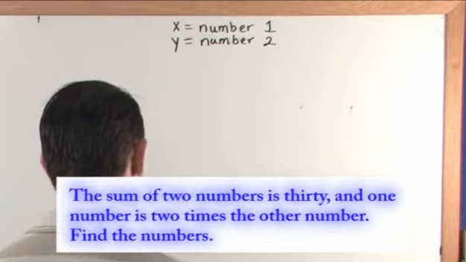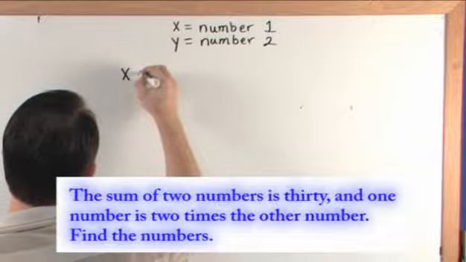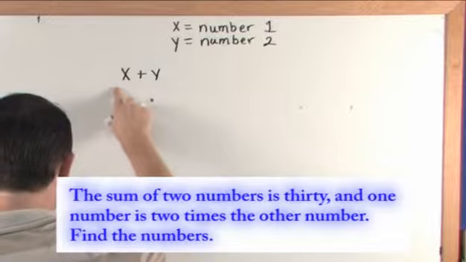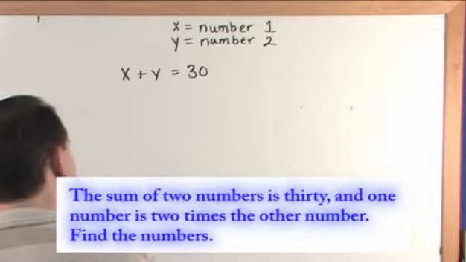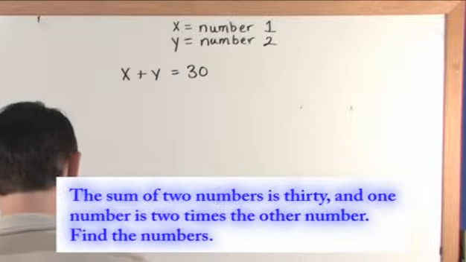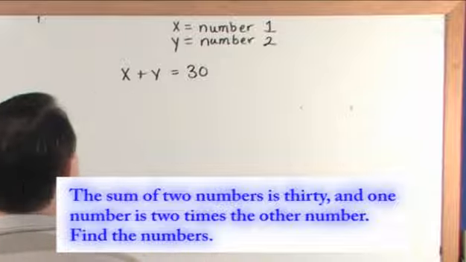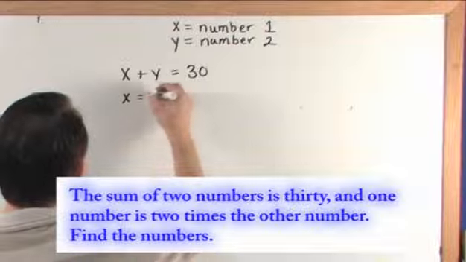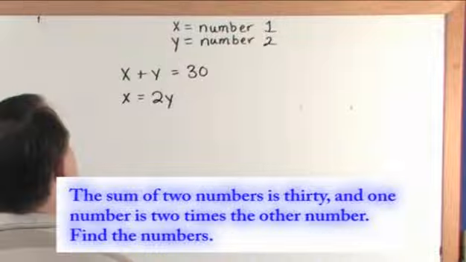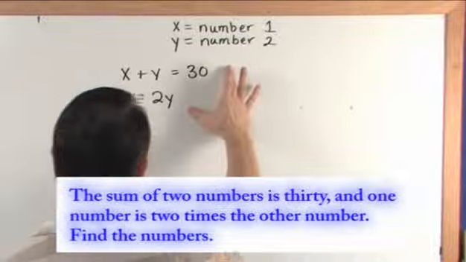So let's go ahead and translate that first sentence. The sum of two numbers, x plus y, that's the sum of these two numbers that we're trying to find, is 30. Okay, so we've already translated that first sentence. And it says, and one number is 2 times the other number. So one number, x, is 2 times the other number. Okay? Find the numbers. That's the last part of the problem there. So we have translated this problem into an equation form.